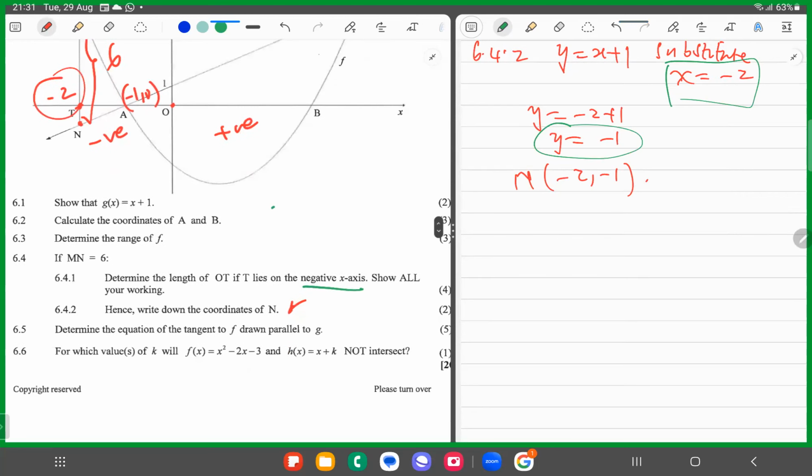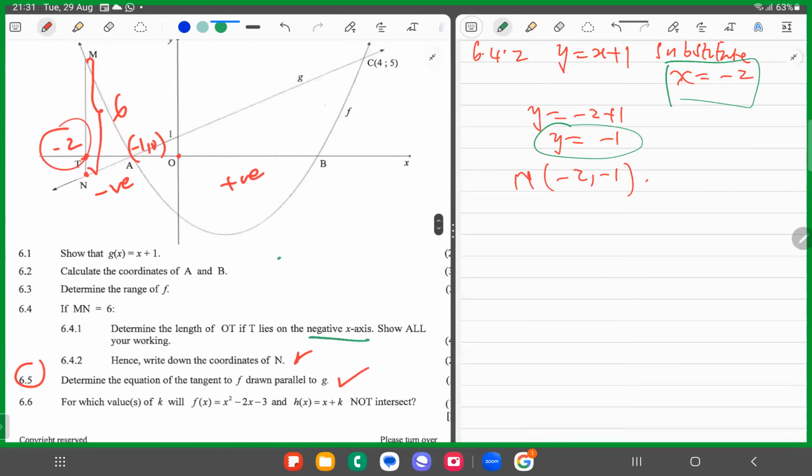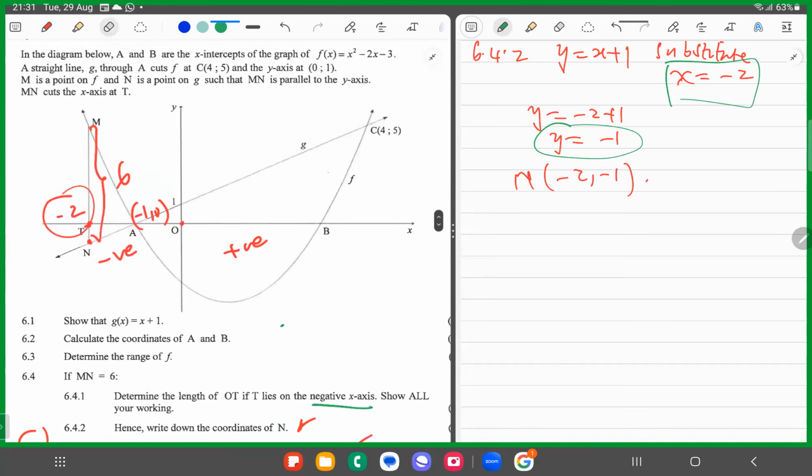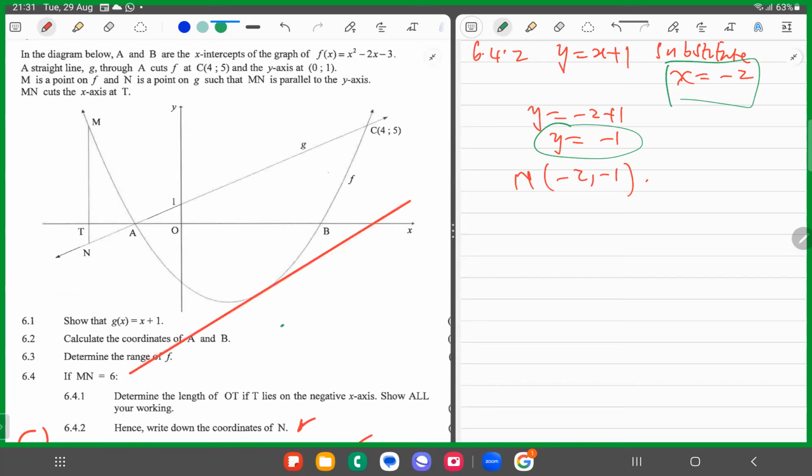Right, so the next thing is now we're going to do 6.5: determine the equation of the tangent to f drawn parallel to g. A tangent to f that's drawn parallel to g is a tangent to f, so it's going to touch f at one point, but it is parallel to g. So this is the sort of situation we're talking about here.